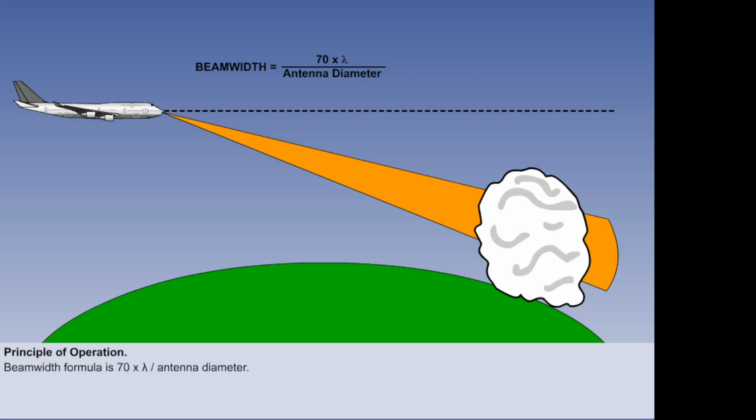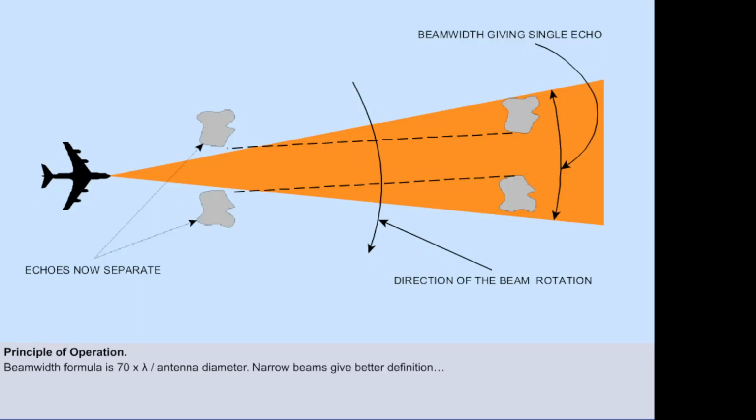The pencil beam has a width of between 3 degrees and 5 degrees, and the exact width can be calculated using the formula 70 times wavelength divided by the diameter of the antenna. So, given a wavelength of 3 centimeters and an antenna diameter of 45 centimeters, the beam width is 4.7 degrees. It is desirable to have as narrow a beam as possible for better definition, for example, to distinguish between two cumulonimbus clouds.